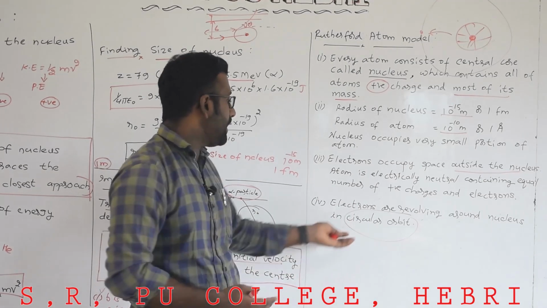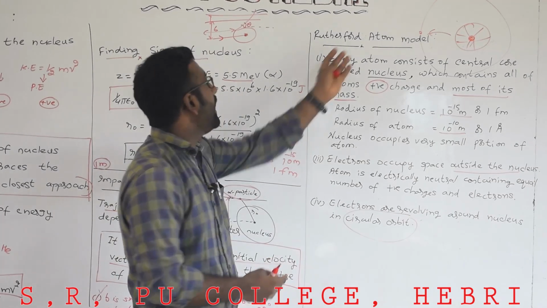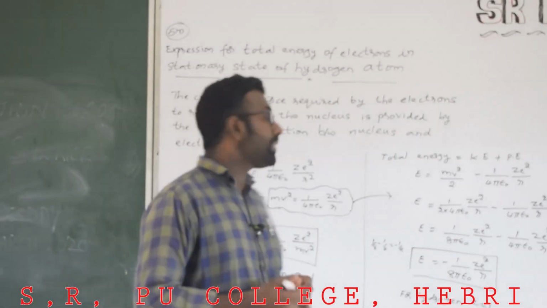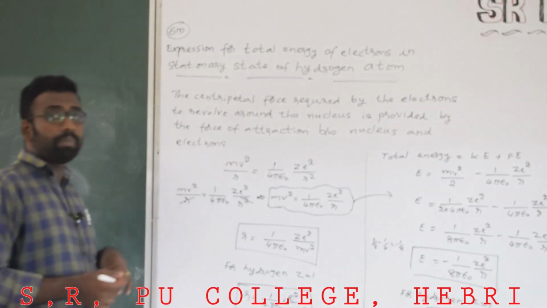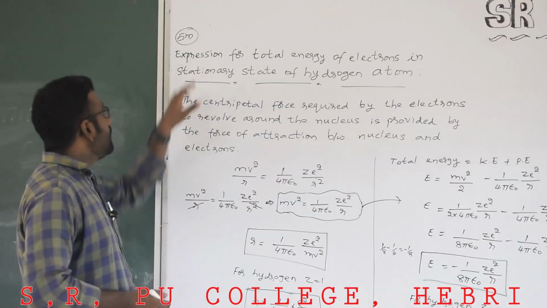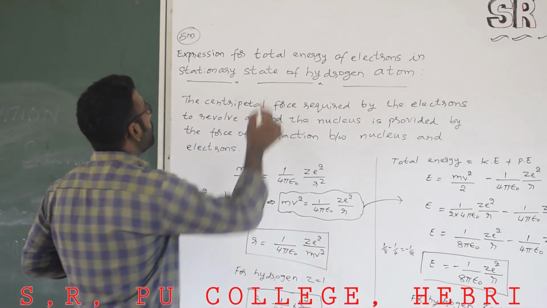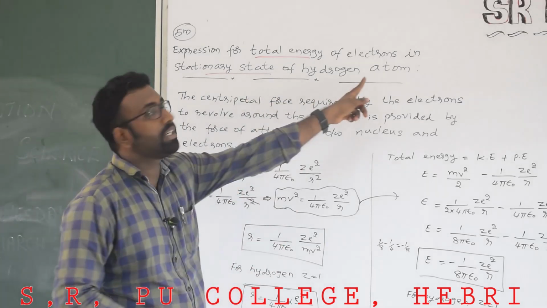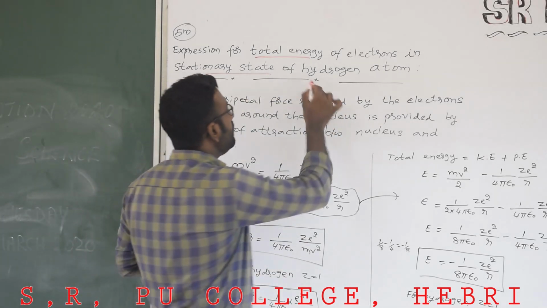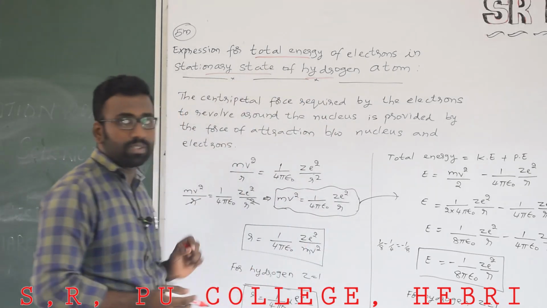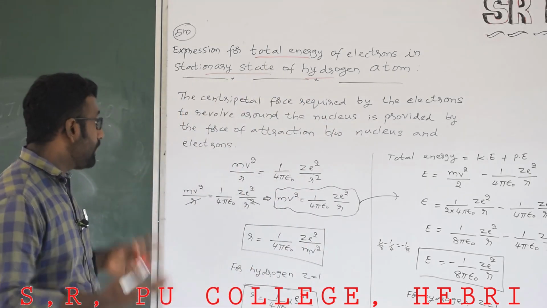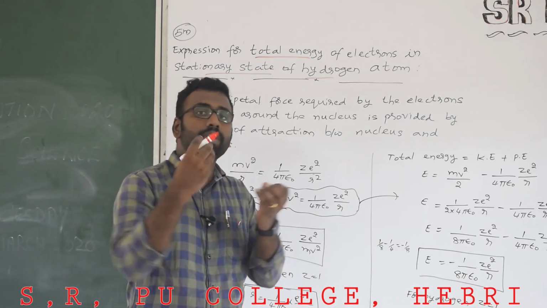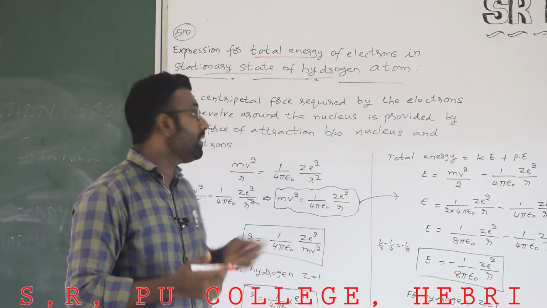We will see the remaining ideas of Rutherford's atom model. Well students, we will see another important derivation which may appear for 5 marks from this chapter: the expression for the total energy of the electron in a stationary state of a hydrogen atom. We have to find the total energy for a hydrogen atom. We know one thing: the centripetal force required for an electron to revolve around the nucleus will be provided by what?